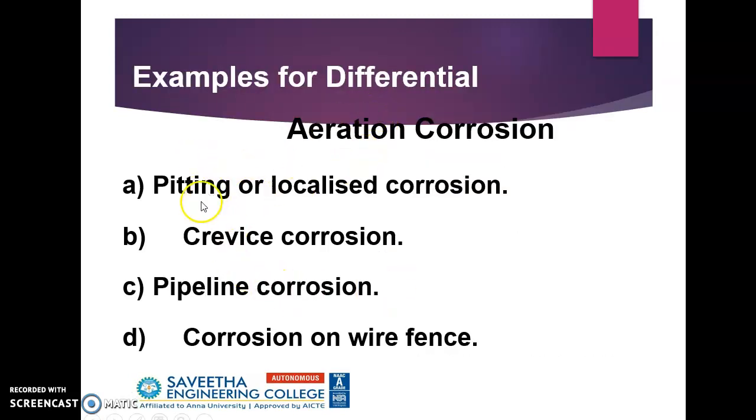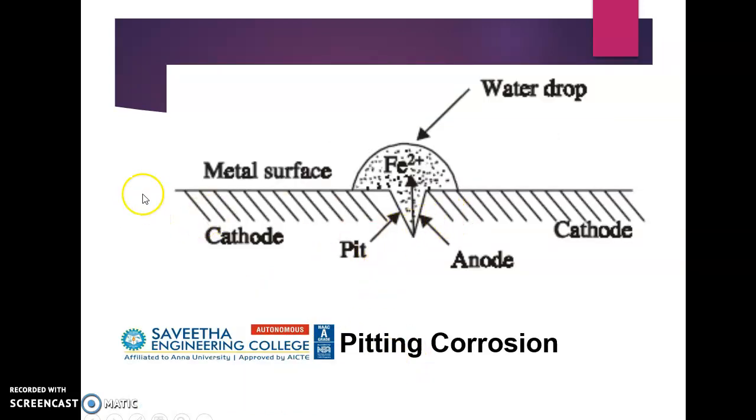Some examples for differential aeration are pitting corrosion, crevice corrosion, pipeline corrosion, and corrosion on wire fence. If you place a water droplet on any metallic surface, below the water droplet it will be less aerated and all the other surfaces will be exposed to more oxygen. So this will behave like anode and all the other parts will behave like cathode. This is enough to generate differential aeration, and this is known as pitting corrosion. So continuous corrosion will take place at the anode. It will start like a small pit and it will end with a very big cavity.